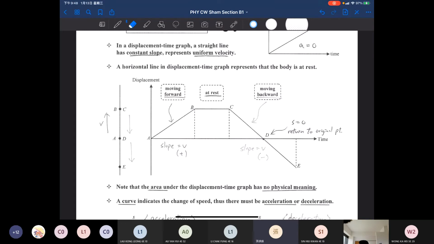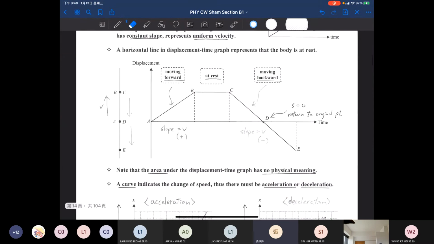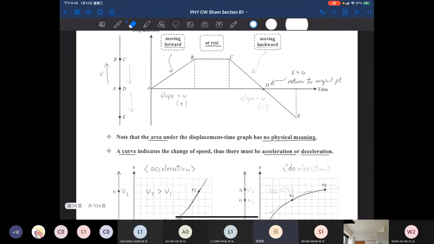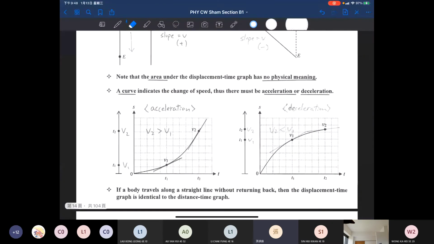好啦 then for section A to B, it is moving forward. And for sections D and E, it is moving to the other side, moving backward, and it has been passing through the original position A. It would return to the original position at time E. The area under the curve has no physical meaning.